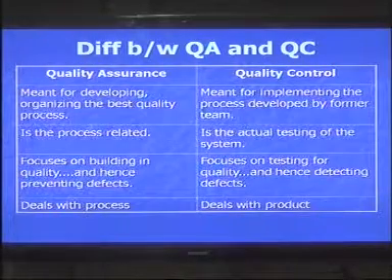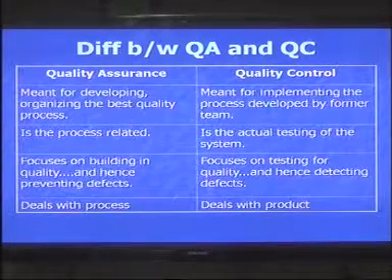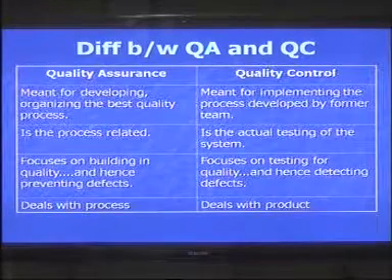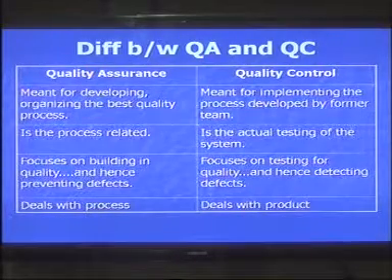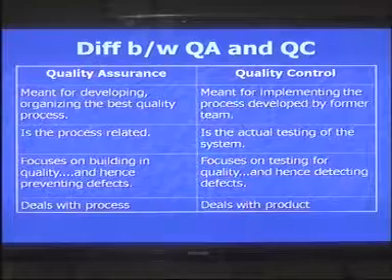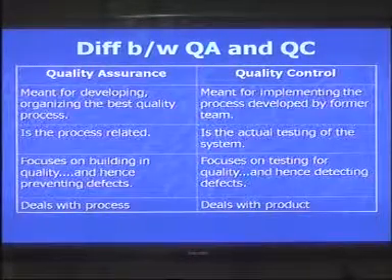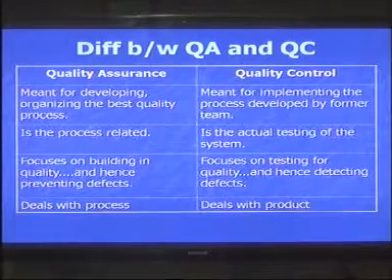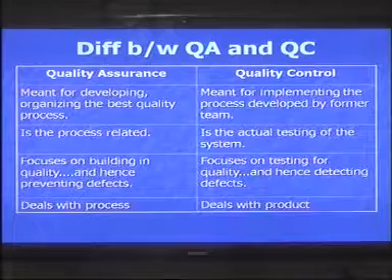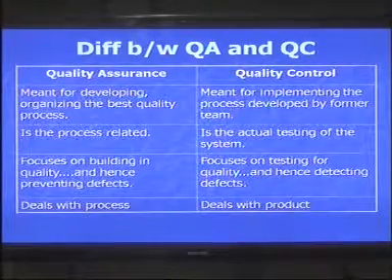Quality assurance is meant for developing and organizing the best quality process, and quality control is meant for implementing the process developed by the former team. Assurance is process related, and quality control is actual testing of the system. Assurance focuses on building in quality and hence preventing defects, and QC focuses on testing of quality and hence detecting defects. Assurance deals with the process and quality control deals with the product.